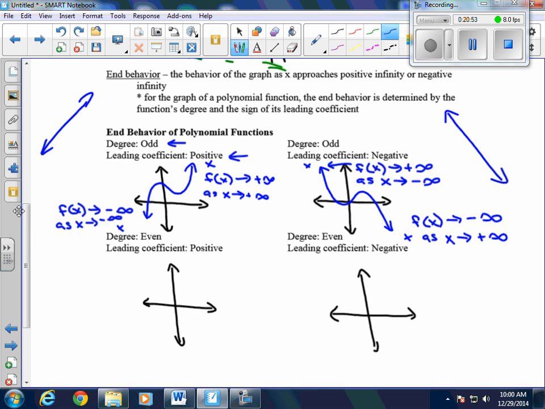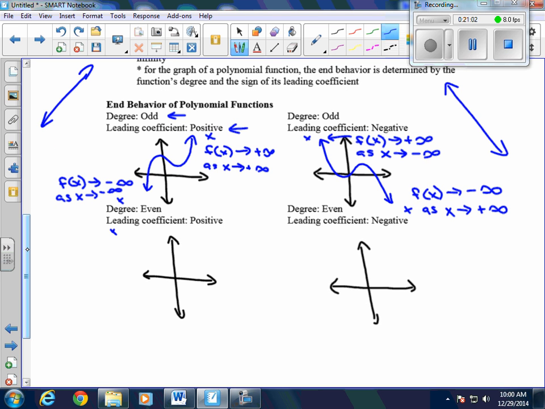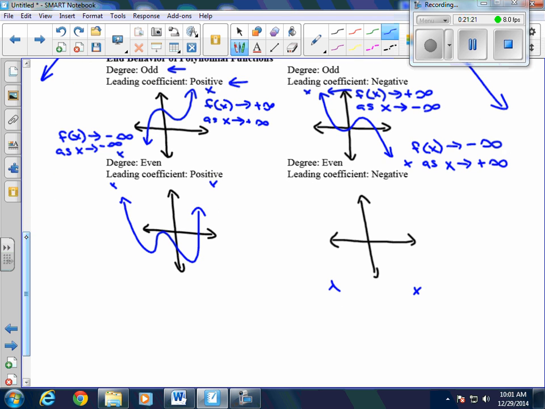Well, when we talked about the quadratics, if it was positive, we knew that the parabola opened up. So my end behavior, if it's positive and even, means it's going to end up going up. So my graph could look something like this. And then obviously if it's negative and it's even, they're going to end up going down. Again, notice I put my x's where they're going to be, and so this one is going to go down.